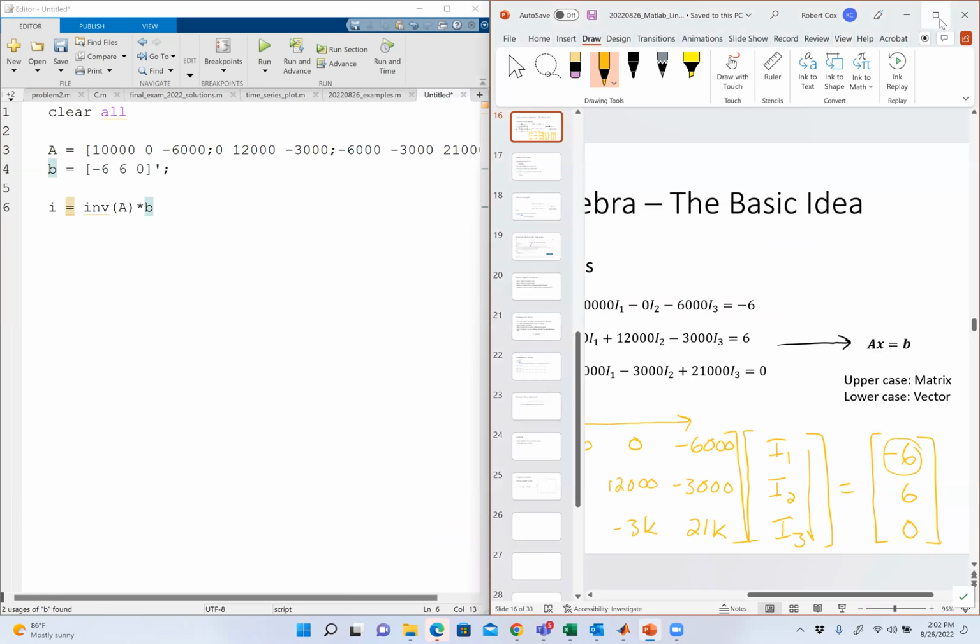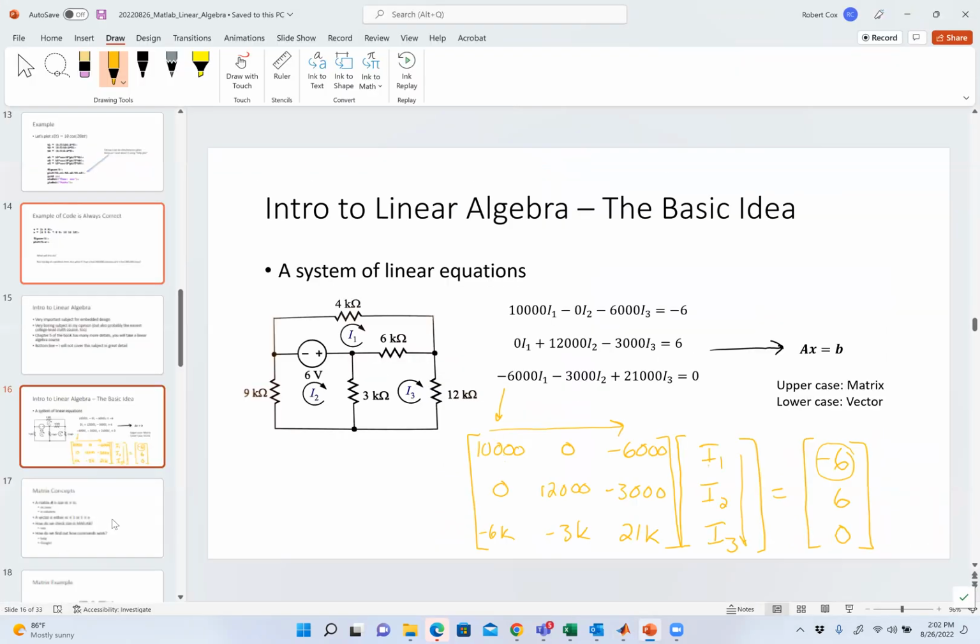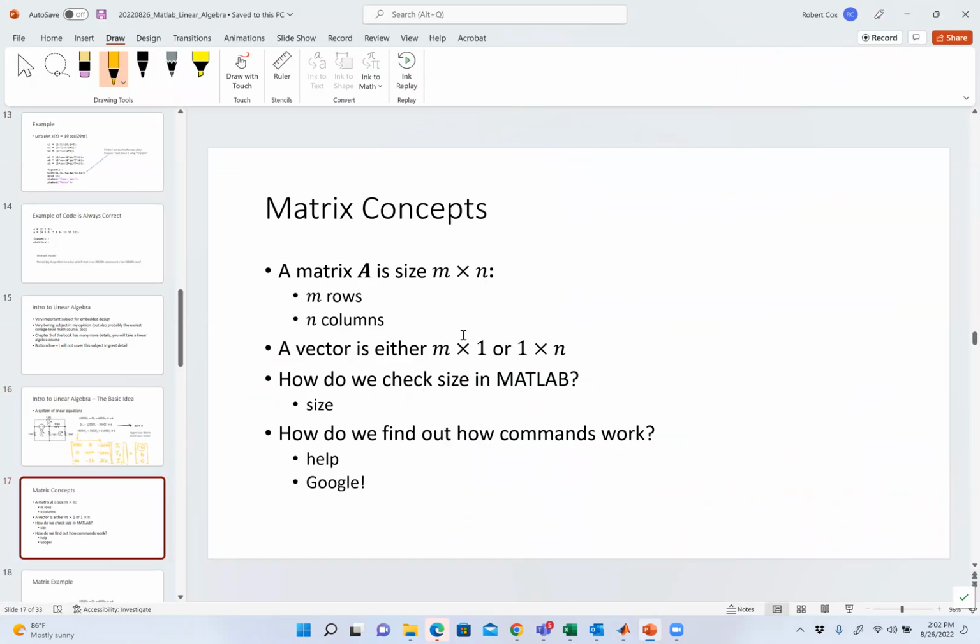All right, so that's a pretty straightforward concept, right? This stuff is not the most exciting stuff in the world. So the key thing is, if I want to check the size, I use that size command, okay? M rows, N columns. If you don't know how the commands work, use help or just Google. Help is a command in MATLAB.